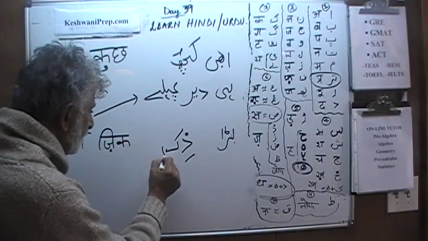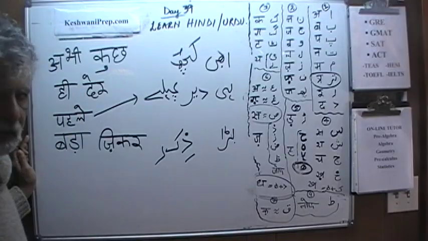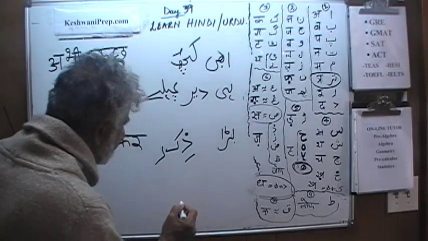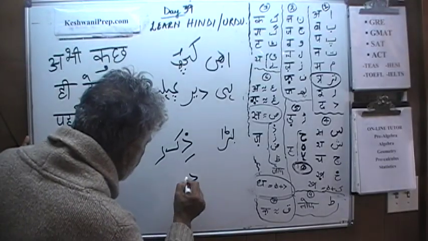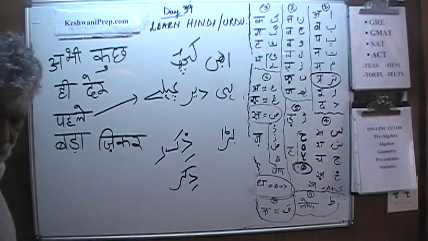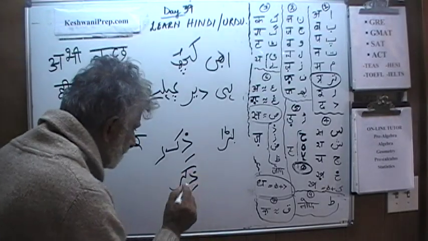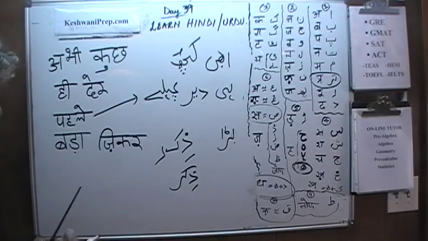And then we need a ra. When you put it together, it looks like this. There. Zikr. Oh, I forgot the dot. Zikr.